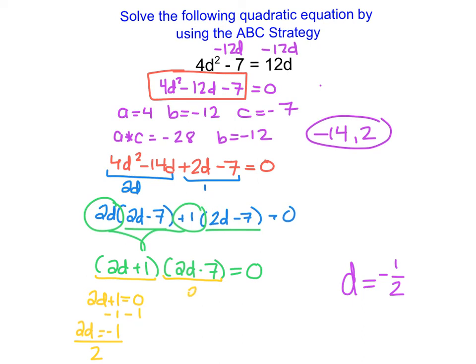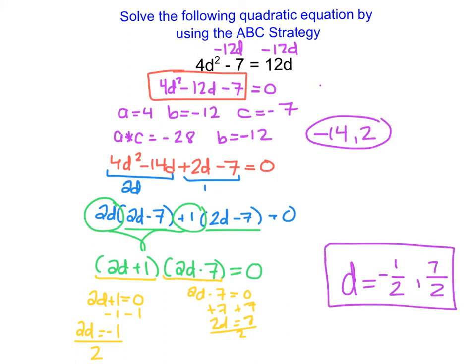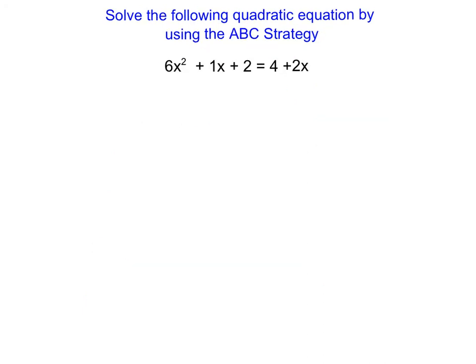Then my second option here is 2d minus 7 is equal to 0. I add 7 to each side, divide by 2. So my second option for d is that d is going to be equal to 7/2. So in this example, I again notice that I don't have the equal to 0 part.